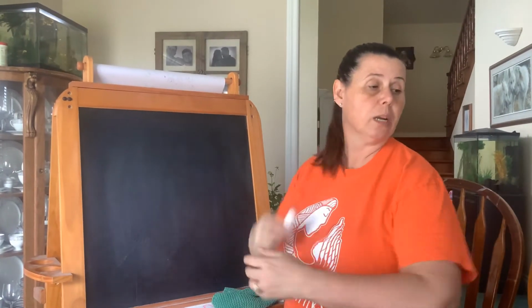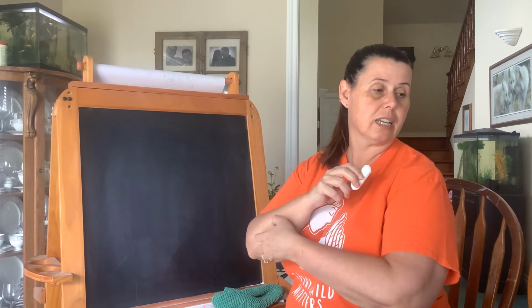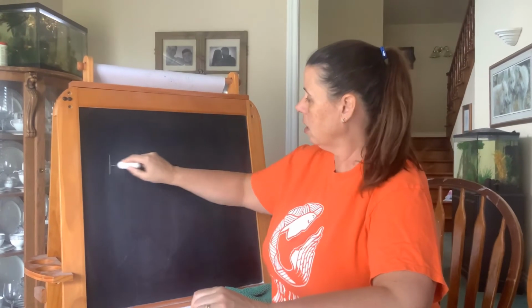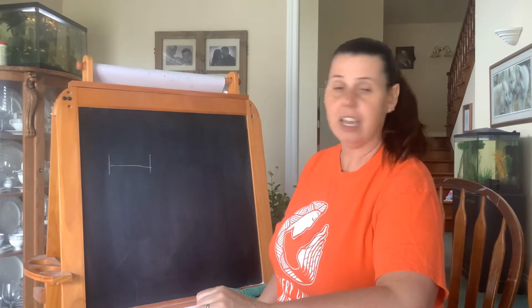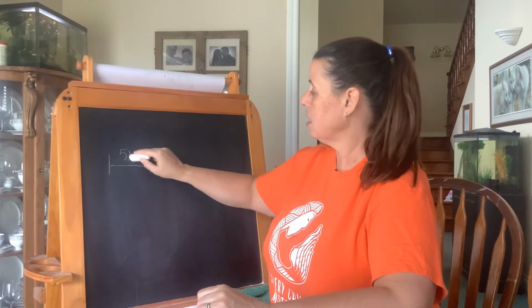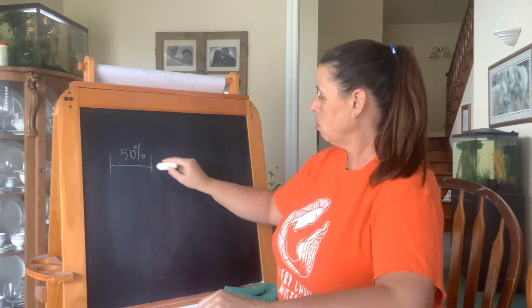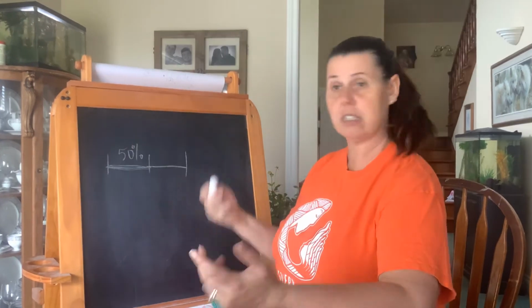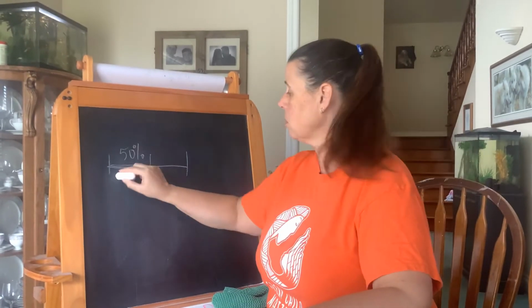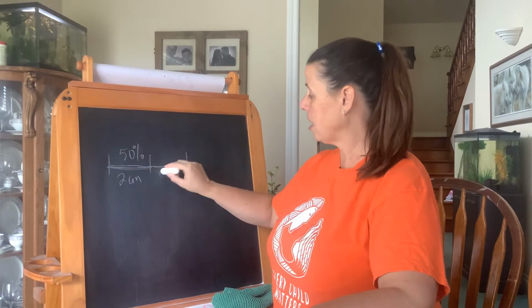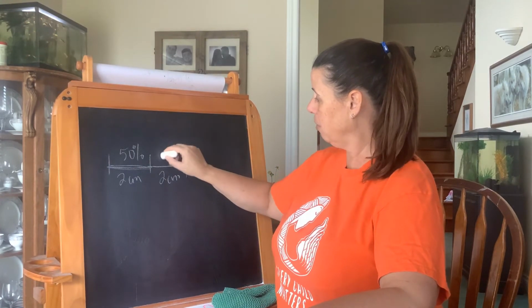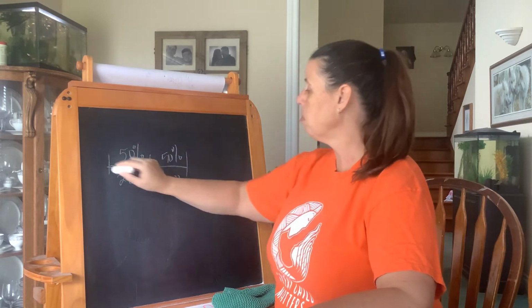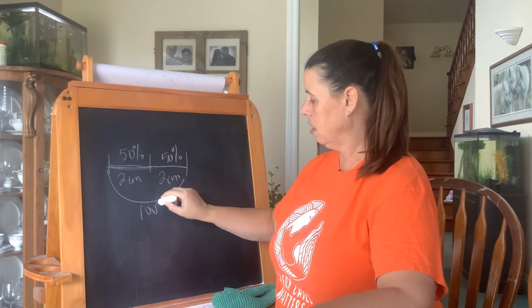Okay, number 5, measure the line segment. So they've got a line, and they're telling you that this is 50%. So to make 100%, I would need to measure this line and say it's 2 centimeters long. If I make another 2 centimeters, I'd have another 50%, which would be 100%. Okay?